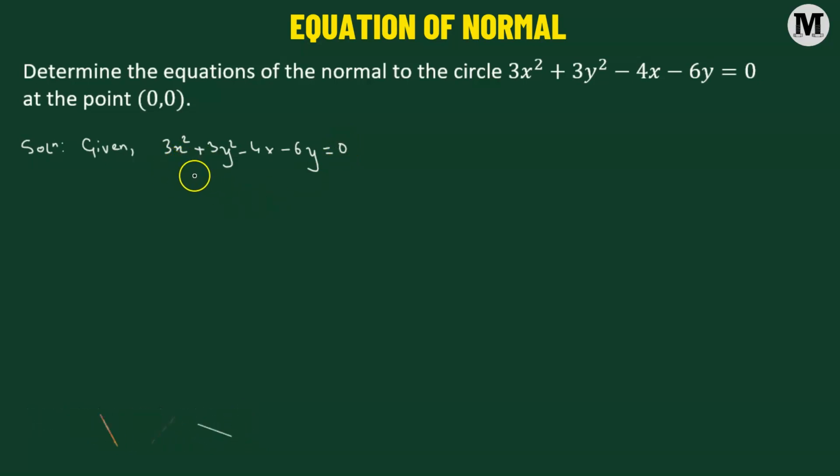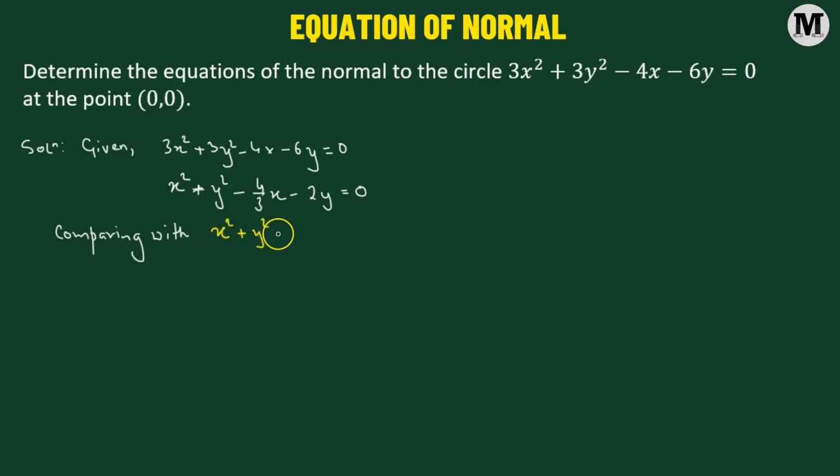Let's divide each of the terms by 3 so as to make the coefficient of x squared and y squared 1. So we get x squared plus y squared minus 4/3 of x minus 2y equals 0. The reason we are writing the equation of the circle in this form is that now we will compare it with the general equation of a circle, which is x squared plus y squared plus 2gx plus 2fy plus c equals 0.